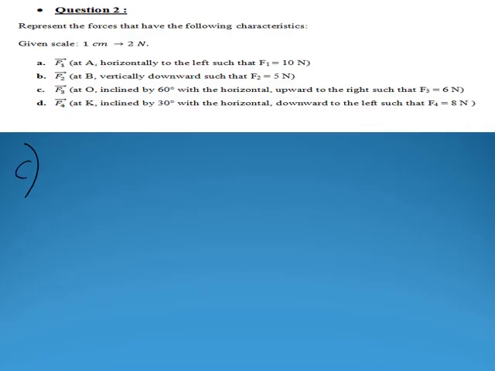F3 is 60 Newton. At point O, this is point O, inclined. This is the horizontal, let's say. Inclined by 60 degrees with the horizontal, upward to the right. You put the protractor. F3 equals 60 newtons, so this should be 3 centimeters. So upward to the right, you have to put the protractor here in this region. You count 10, 20, 30, 40, 50, 60, and whenever you reach 60, you can draw this one. This is F3. This should be 3 centimeters, and this point is O.